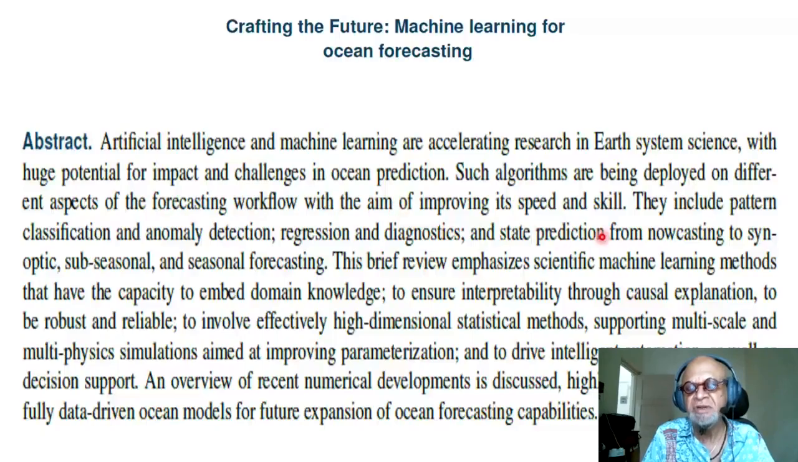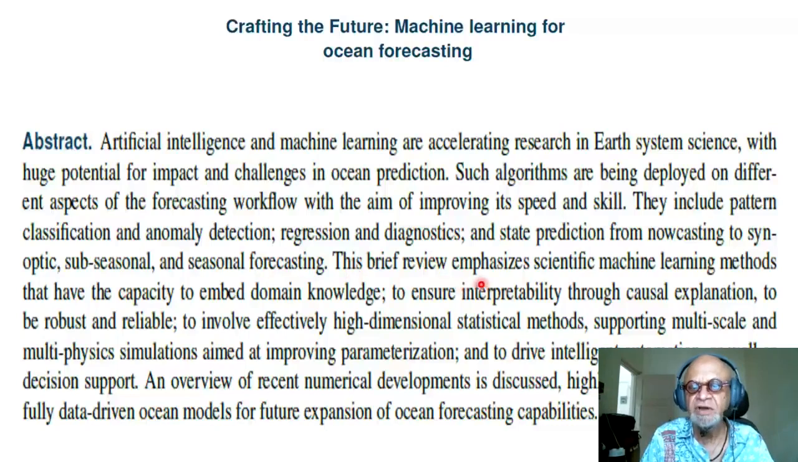Such algorithms are being deployed on different aspects of the forecasting workflow with the aim of improving its speed and skill. They include pattern classification and anomaly detection, regression and diagnostics, and state prediction from nowcasting to synoptic, subseasonal and seasonal forecasting, so all days to months.